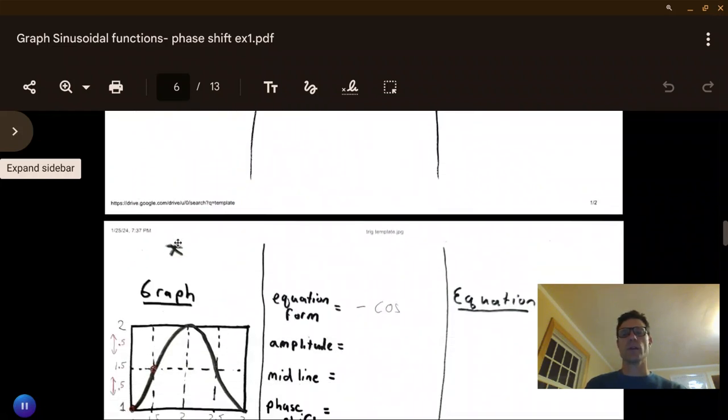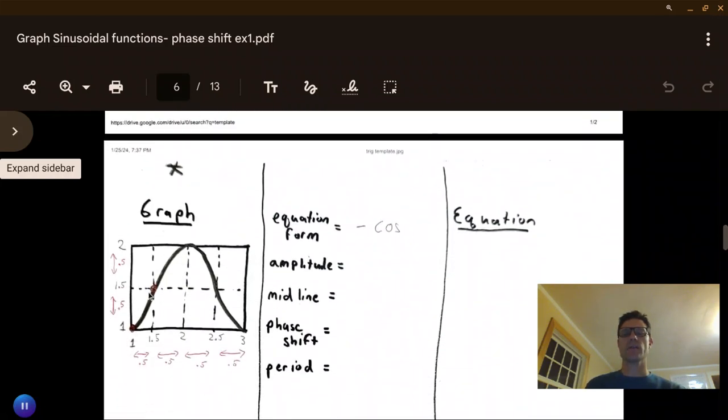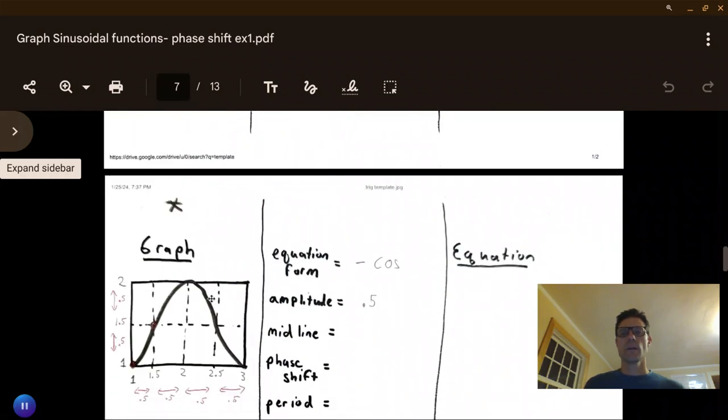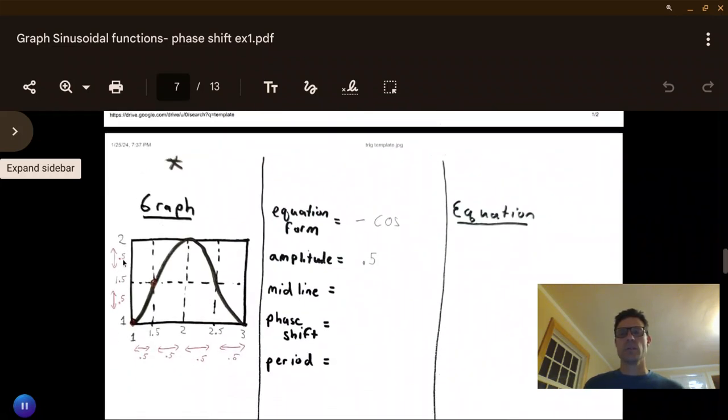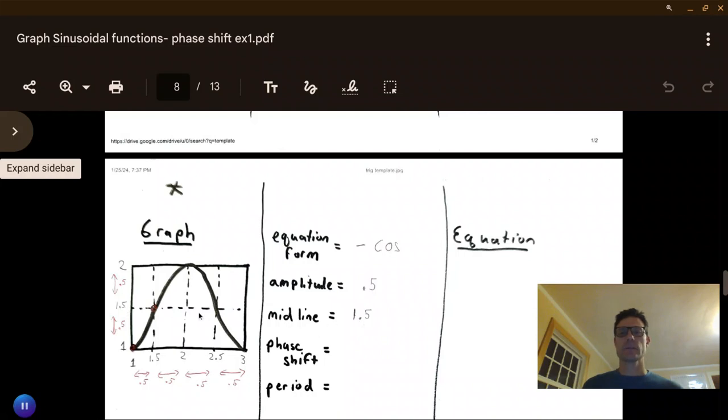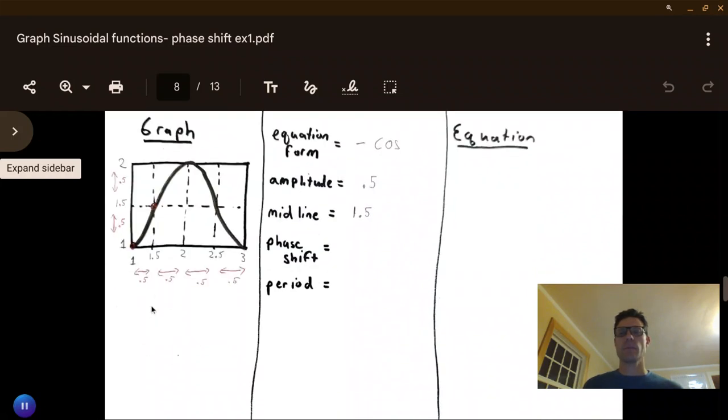So the first thing is the equation form, and that's the negative cosine shape. If you're wondering how I know that, go back to the introduction video. It has the different equation forms in it: negative cosine, positive cosine, sine, and negative sine. Okay. And then the amplitude is 0.5, right? We found that early on. The midline is 1.5, right? That's just the midline.